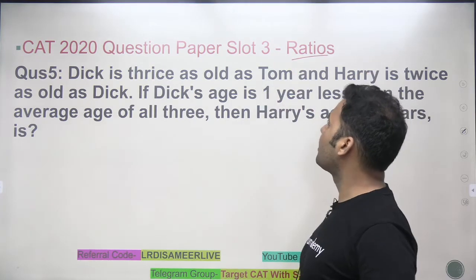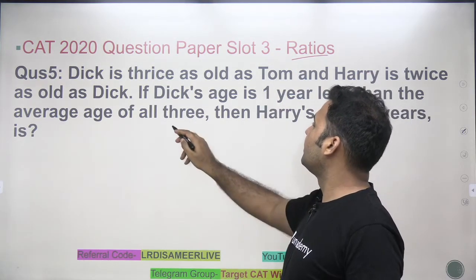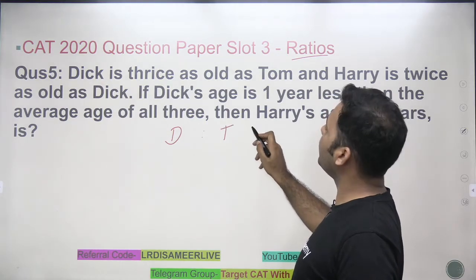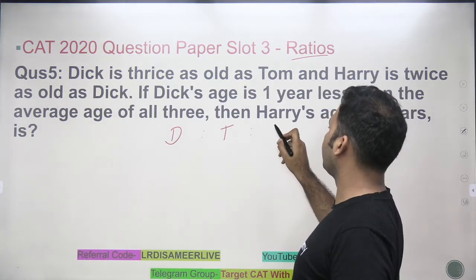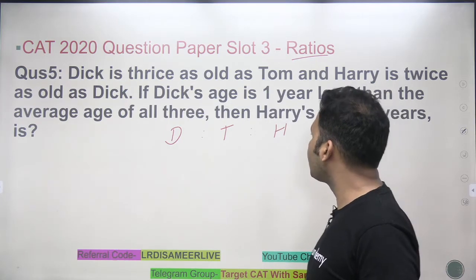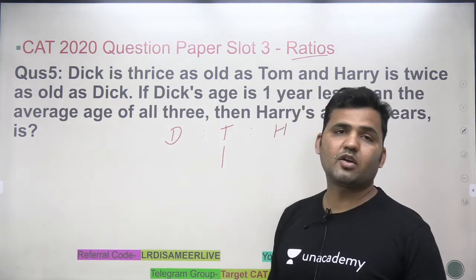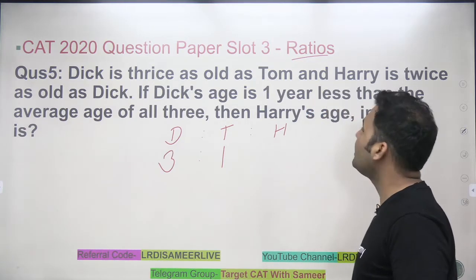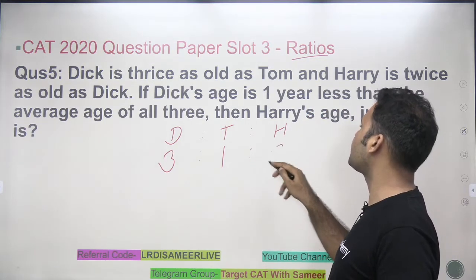Look at the next question of ratios. It says Dick is thrice as old as Tom and Harry is twice as old as Dick. Dick is thrice as old as Tom. That means if I'm saying Tom is 1 year old, Dick will be thrice as old as Tom, and Harry is twice as old as Dick, so Harry would be 6.